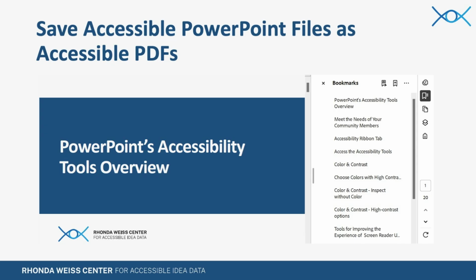As shown here, the slide titles will be converted to headings in the PDF. These headings help many individuals with disabilities, including people with motor impairments who may use keyboards or switches to navigate through content. By using PowerPoint's accessibility tools, you're helping ensure that every member of your community, including those with disabilities, can fully engage with your content.